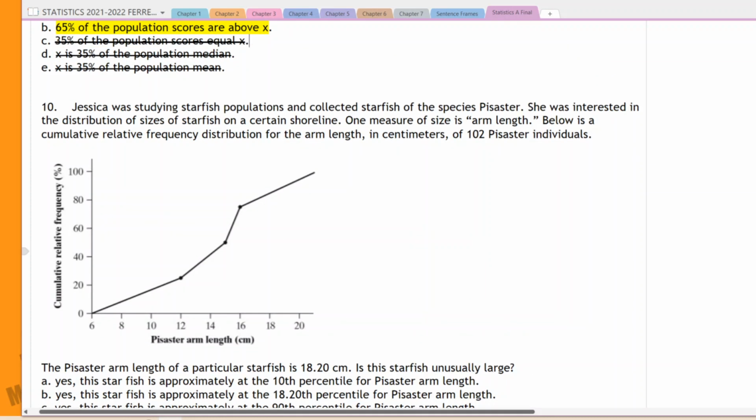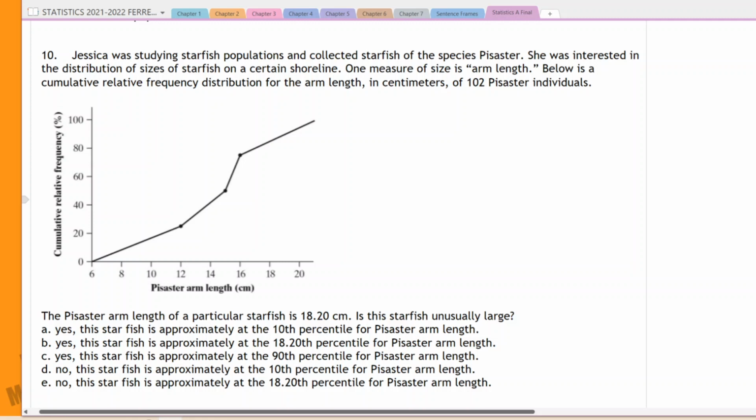Jessica is studying starfish populations and collected starfish of the species Pisaster. She was interested in the distribution of sizes of starfish on a certain shoreline. One measurement is arm length, and below is a cumulative relative frequency distribution for the arm length in centimeters of 102 Pisaster individuals. So, the Pisaster arm length of a particular starfish is 18.2 centimeters, and we're asking if that is unusually large.